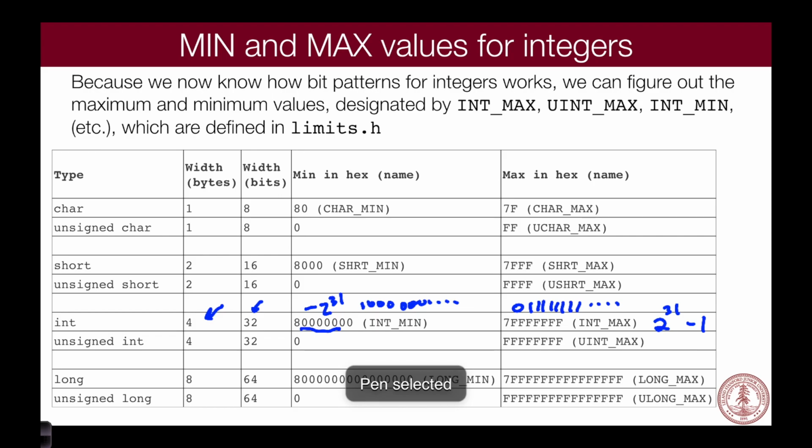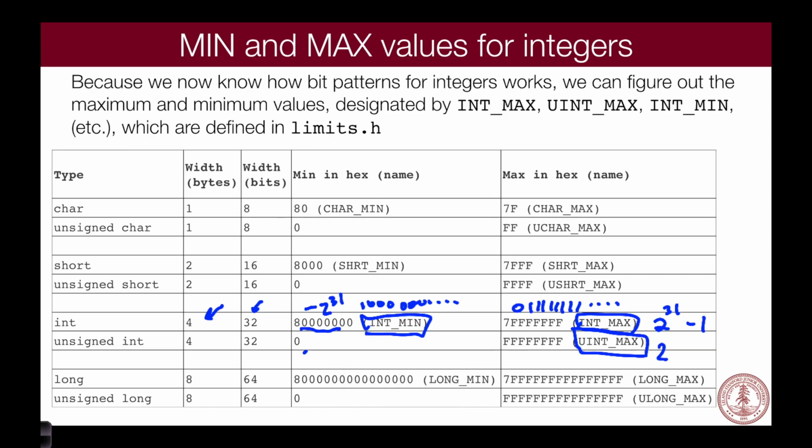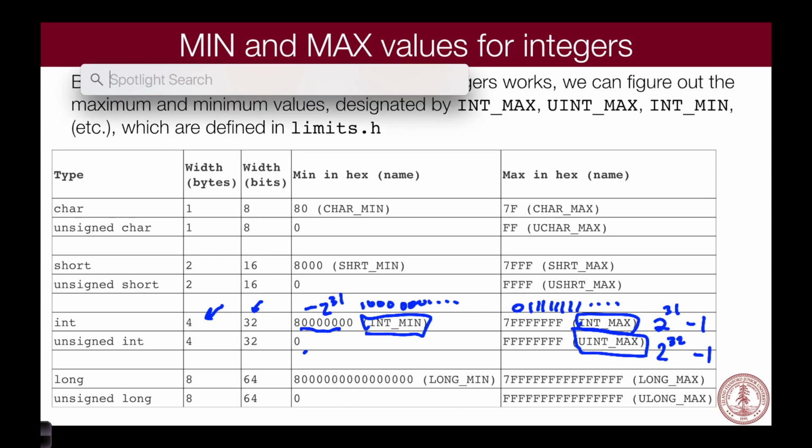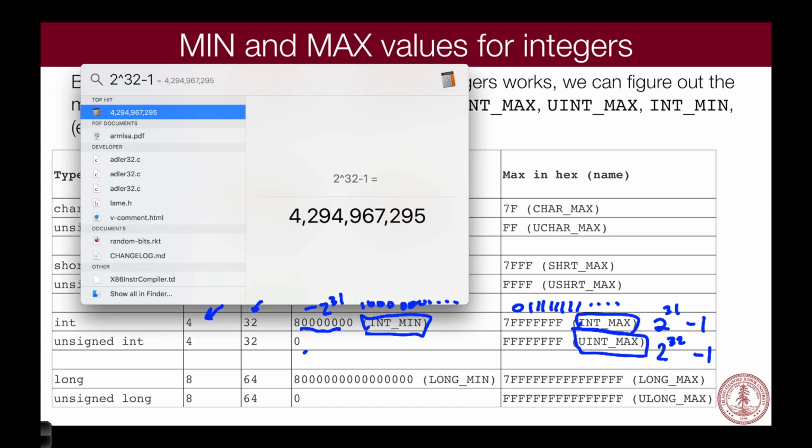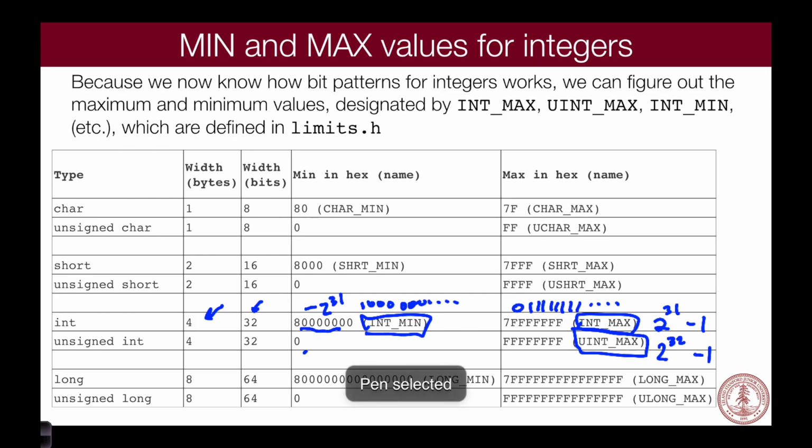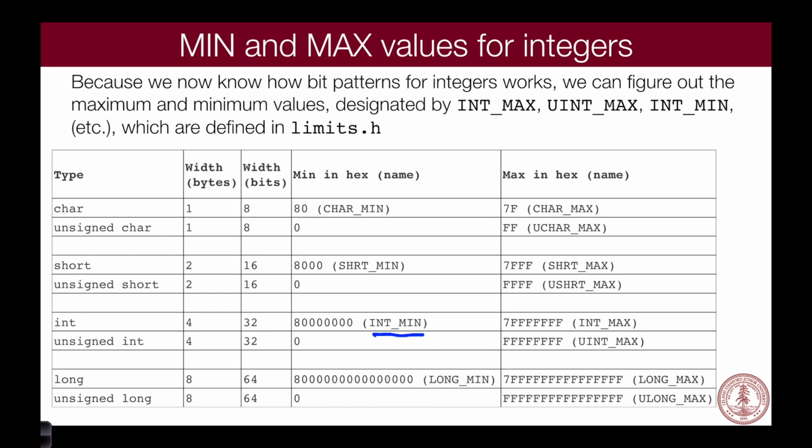Don't stress too much about this. Know that you can get the values by using INT_MIN and INT_MAX, and UINT_MAX. UINT_MIN doesn't exist because it's just 0, but UINT_MAX gives you the maximum number for an unsigned integer. That should be 2 raised to the 32 minus 1, because it can go all the way from 0 up to that number. In Spotlight, that's 4,294,967,295.